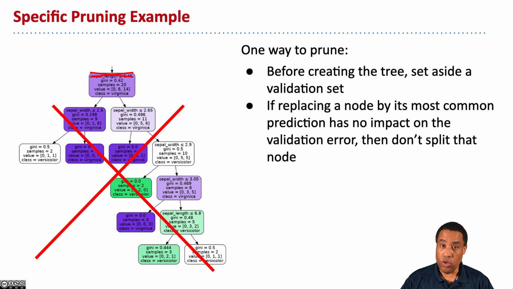We look at a node and see what happens if we replace it by its most common prediction. Here, the most common prediction would be Virginica for that top purple node. So we say, instead of that entire subtree, we're just going to replace it with Virginica. Then we look at our validation accuracy and see what the impact is. If there's no change to our validation accuracy, then we don't need that subtree. The decision tree is general enough, and we're not gaining anything other than complexity and the risk of overfitting by including that subtree.